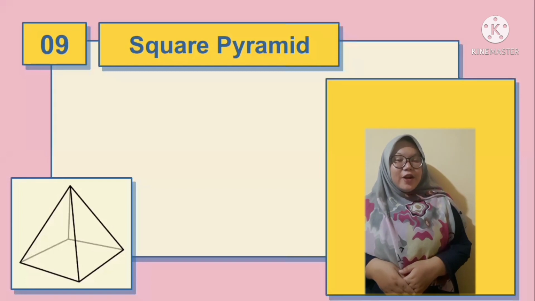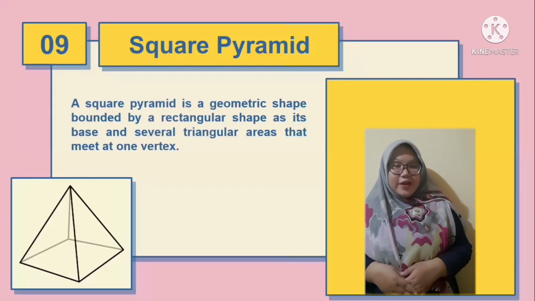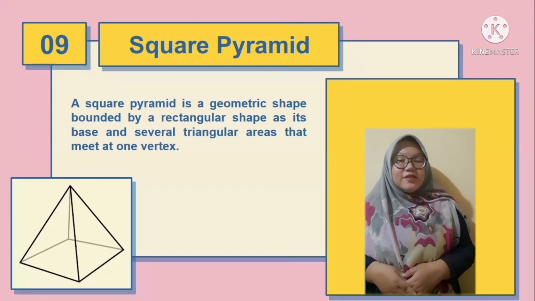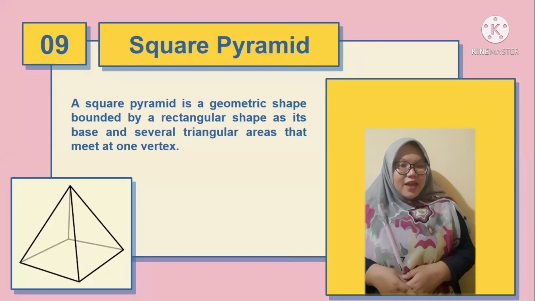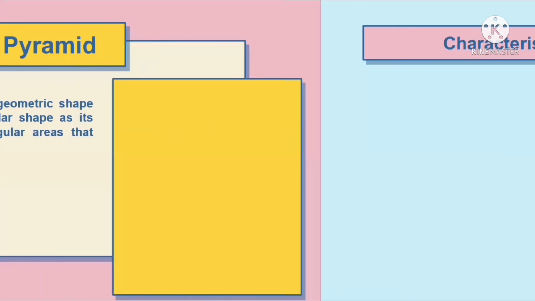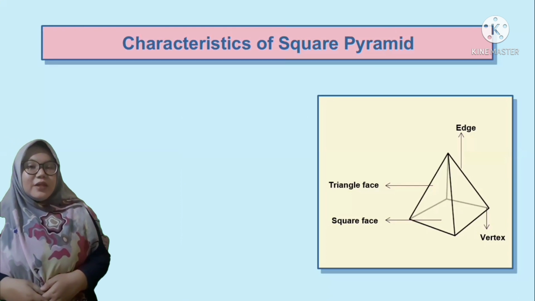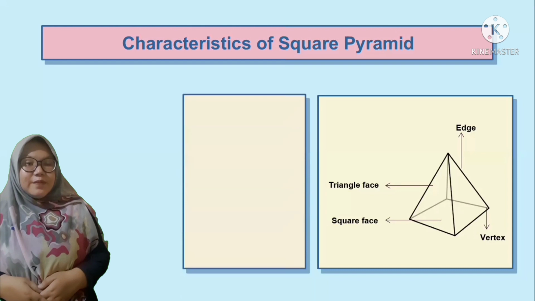Next, square pyramid. A square pyramid is a geometric shape bound by a rectangular shape as its base and several triangular areas that meet in one vertex. Okay guys, I will tell you about the characteristics of a square pyramid.